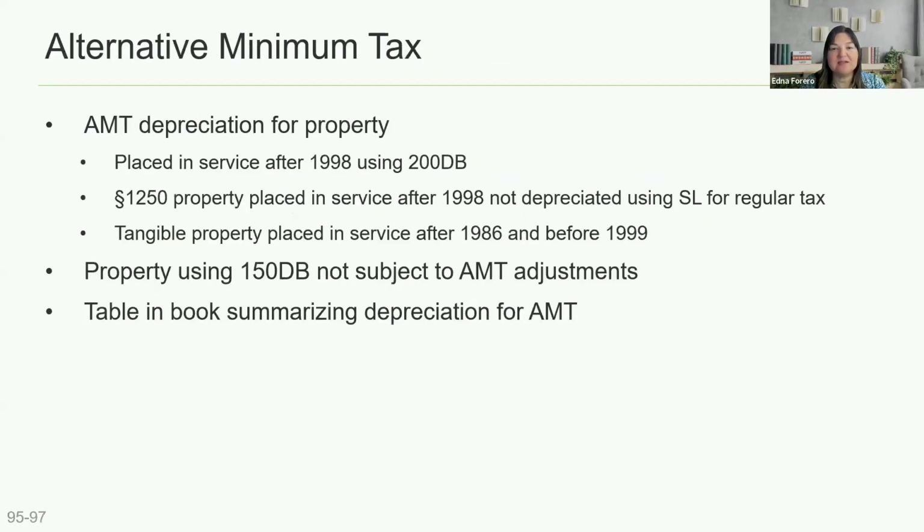All right. And for alternative minimum tax, you want to look at depreciation for property that's placed in service after 1998, using 200% declining balance. Section 1250 property that's placed in service after 1998 is not depreciated using straight line for regular tax. So these are some specifics for alternative minimum tax, and there's more detail in the book for you. This is not something we see very often, but again, the property is going to use these rules to do that. And there's a table in the book that summarizes that depreciation for you even more.